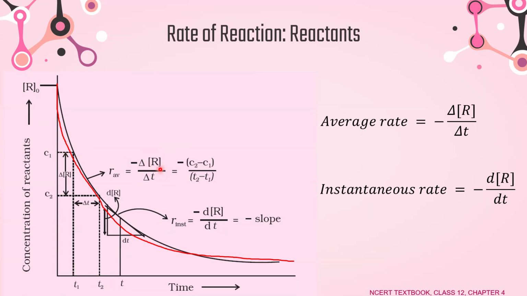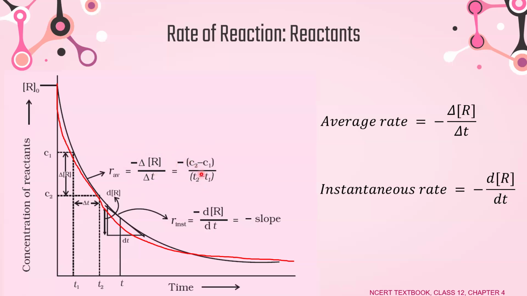So the change is going to be the difference of it. The difference of concentration is C2 minus C1, and the difference of time is going to be T2 minus T1. So why exactly is a negative sign given over here? Since we know that this is a reactant and the concentration of reactant is decreasing, that means the reactant is going to be consumed in the reaction. That is the reason we are writing a negative sign over here.